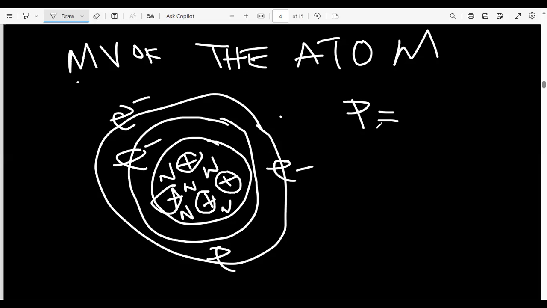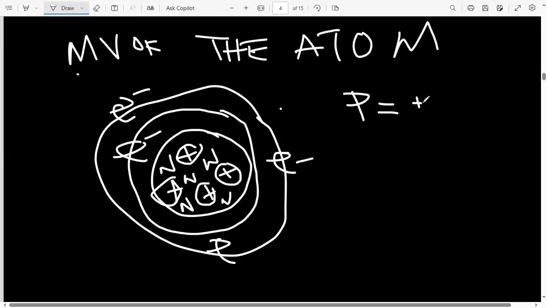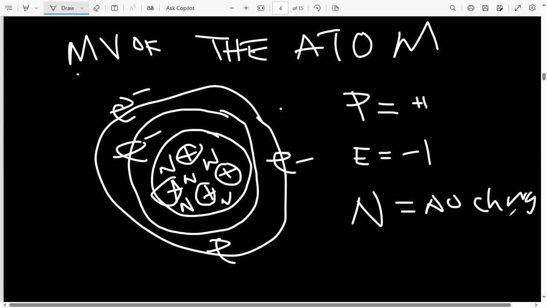Okay, so we are saying the protons here have a what? A positive charge. So +1 charge. And then the electrons have a -1 charge. And then the neutrons, okay, they have what? No charge. They have no charge at all. Their charge is 0. Okay, so this is the modern view of the atom, that it is made up of a nucleus that contains protons, okay, and neutrons, and then it is surrounded by energy levels where we find the what? The electrons.